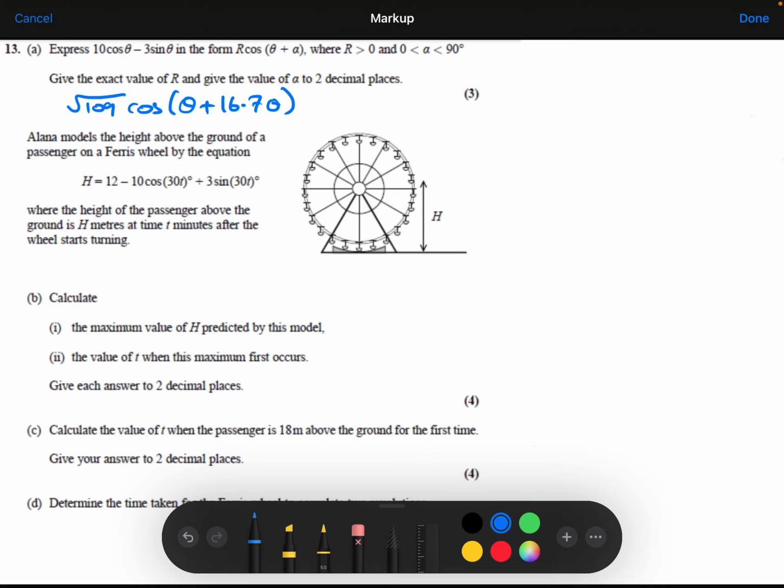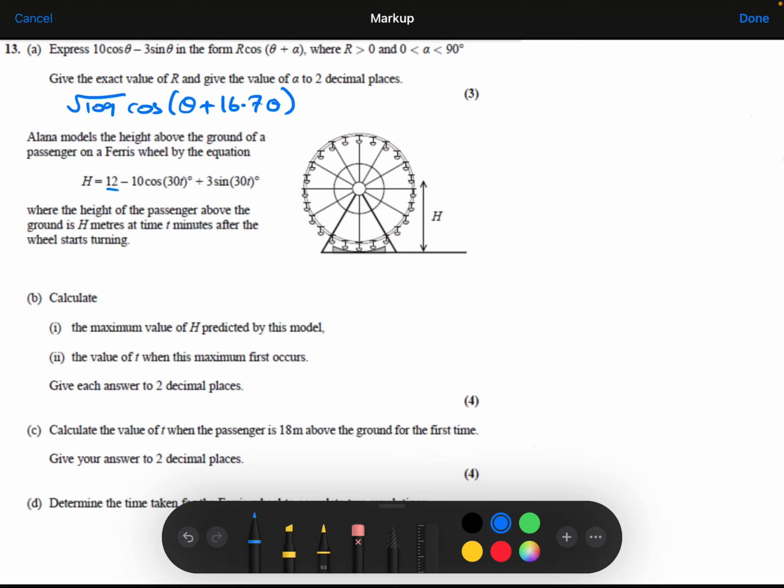Alana models the height above ground of a passenger on a Ferris wheel by this equation, where h is the height of the passenger above the ground t minutes after the wheel starts turning. Now, just comparing that equation with what I started with in part A, I think that might be useful, because there's a few similarities and quite a few differences.